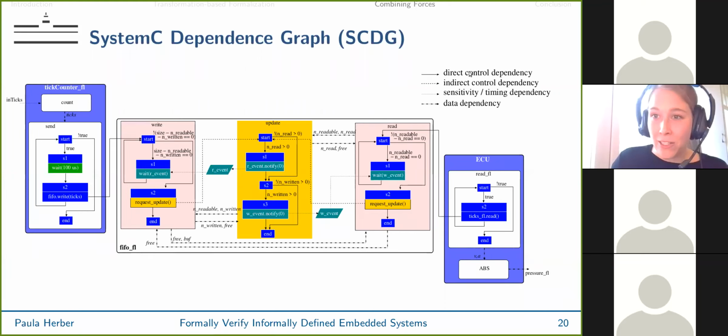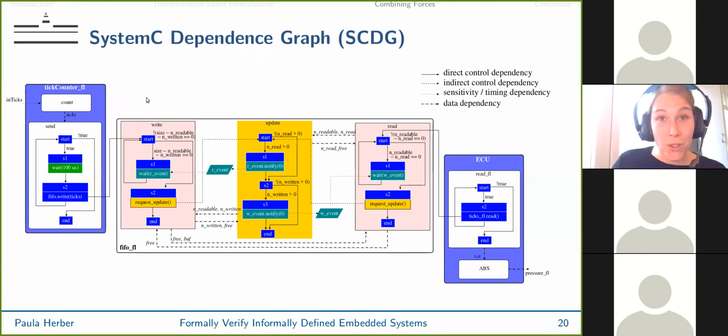We have direct control dependencies, like the control flow graph of each process, together with methods that are called by this process, for example if it writes something to this channel here. We have indirect control dependencies, because we can request updates that are then executed later. We have sensitivity or timing dependencies, for example we can wait for a read event or for a write event. And we also have the classical data dependencies, so for example the send process reads the number of counted ticks from the count process.